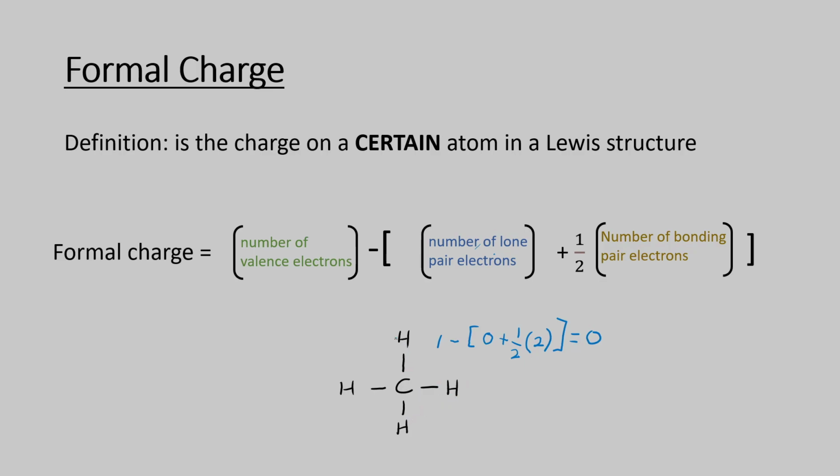So, semua ada satu bond, semua tak ada lone pair. And then kalau carbon pula, carbon ada 4 valence electron minus dia punya number of lone pair, dia tak ada lone pair. Okay. And then dia tambah number of bonding electron dia ada 1, 2, 3, 4, 5, 6, 7, 8. So, half of 8 and you will get 0. Okay, so formal charge ni, bila ditanya pasal formal charge je, you kena kira untuk setiap atom dalam compound tu.